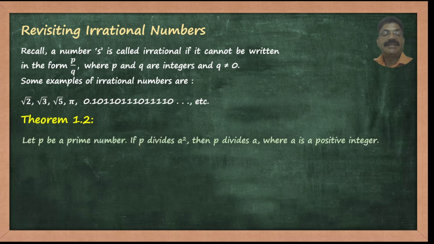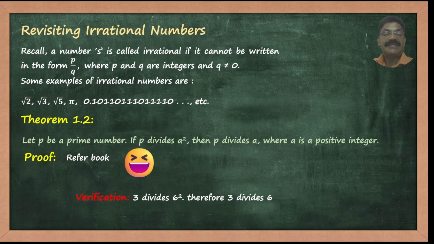Now, let us consider an important theorem. Let p be a prime number. If p divides a square, then p divides a, where a is a positive integer. Proof: you can refer to the book for the proof because it is beyond the scope of your examination. So we will verify this theorem with an example. Now 3 is a prime number. Obviously 3 divides 6 square. Therefore 3 divides 6. Hence you can understand the concept of the theorem.